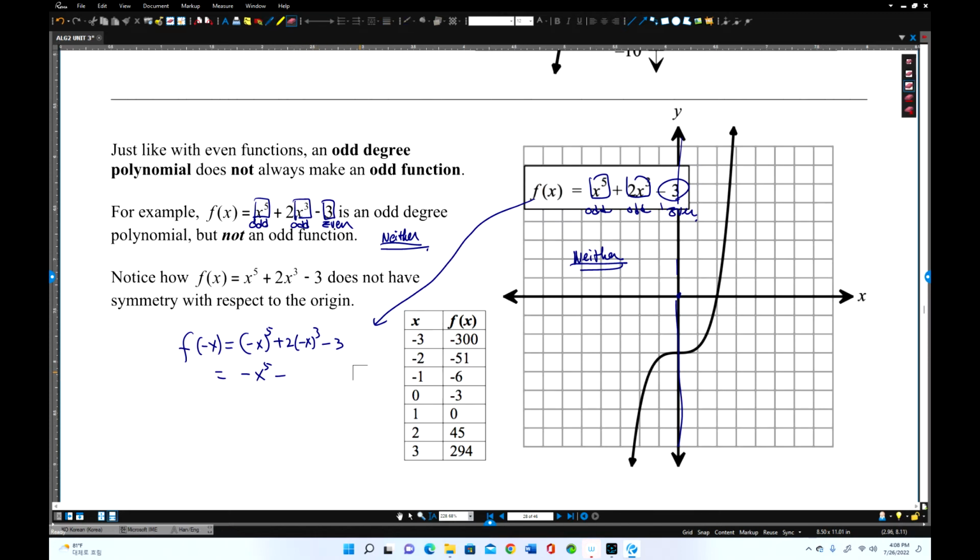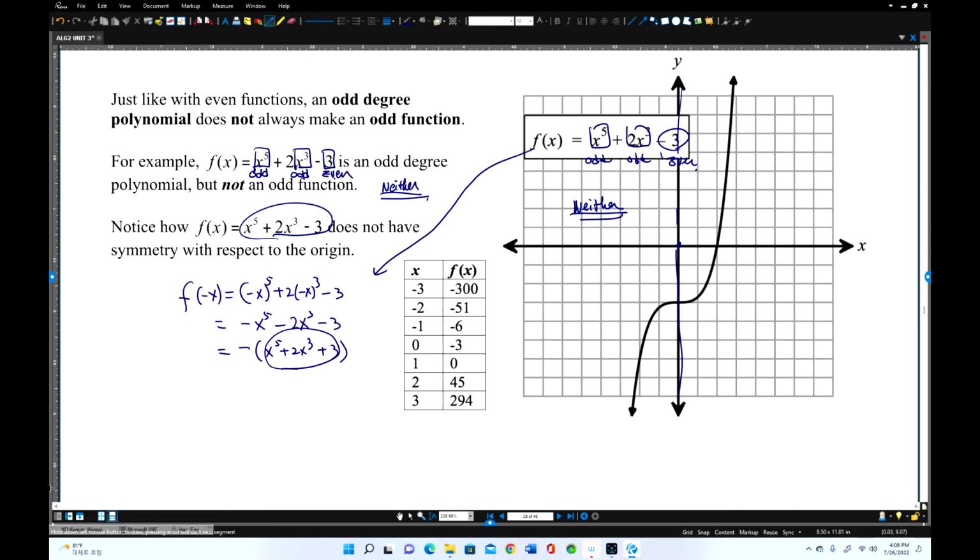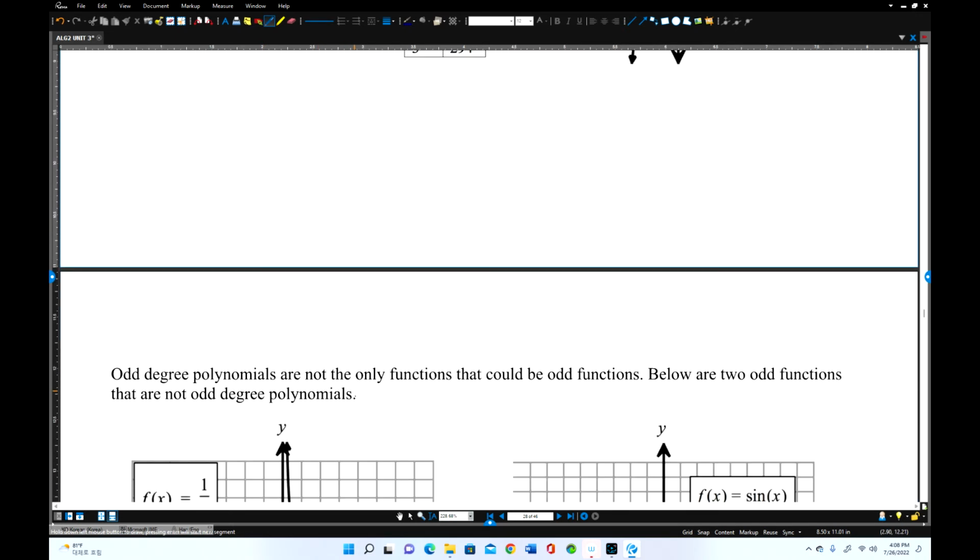Negative x cubed, how much? Negative x cubed, right? So 2 times x cubed, and minus 3. Now put this minus out: x to the 5 plus 2x cubed and plus 3, isn't it? But this one is not equal to this one. So this expression is different. If they are equal, they are odd functions; they are different, right? So f of negative x, putting in this number, f of x is not equal to negative f of x. So they are not odd functions.